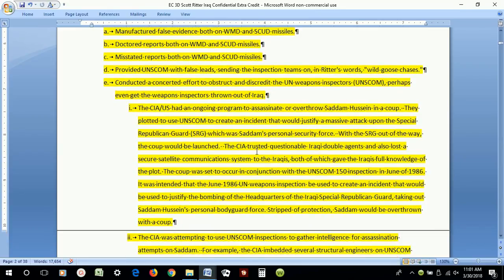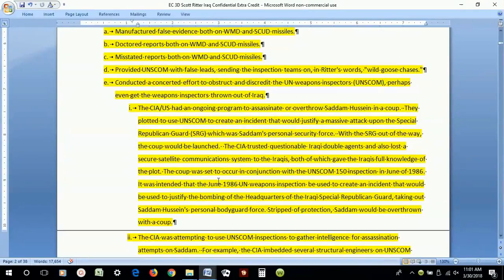The CIA trusted questionable Iraqi double agents, right? And they passed information to questionable Iraqi double agents. Also, they lost a secure satellite communications device to Iraqi intelligence, right? Both of which gave the Iraqis full advance knowledge of our plan. They knew that we were plotting this. They knew that we were going to use inspections to jam them, to get a false excuse to bomb them, right? They knew of our plot.